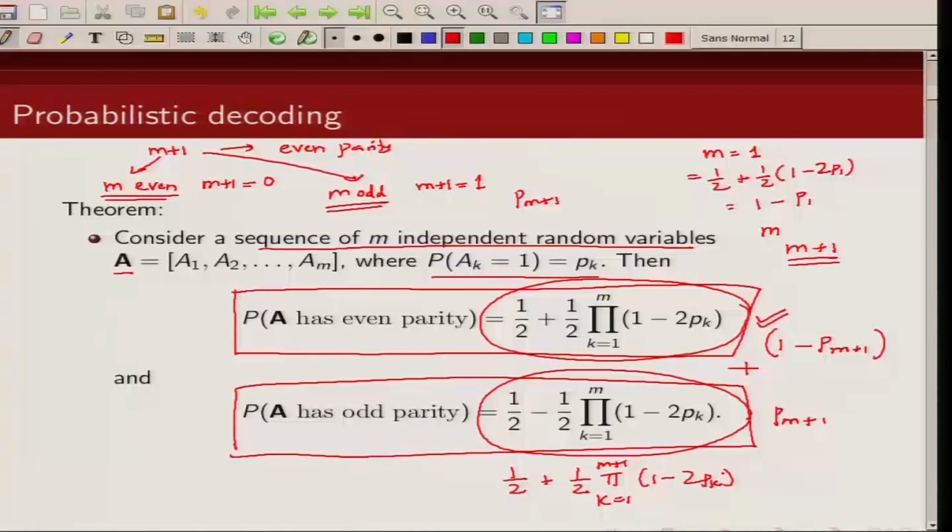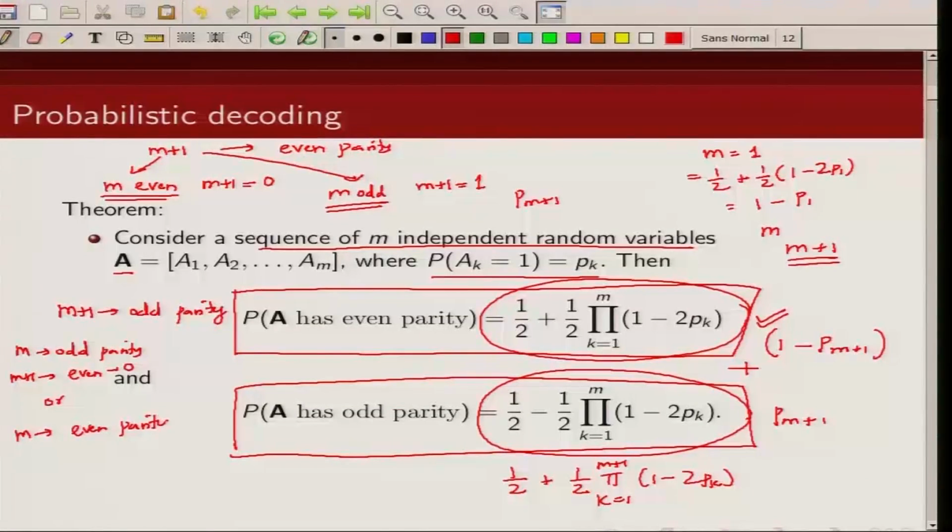We will first show that for m equal to 1 this is nothing but P1, so that it holds true for m equal to 1. Assuming it holds for m, then we have to show it also holds for m plus 1. Now, for m plus 1 to have odd parity, two ways: m has odd parity and the m plus 1 bit that we get is even parity, is 0, or m has even parity and the m plus 1 bit that we get is actually 1.